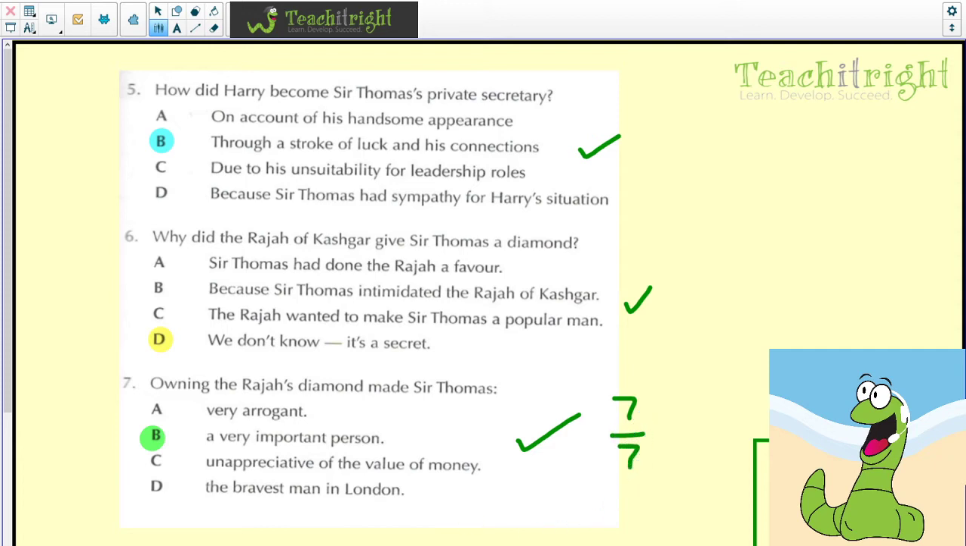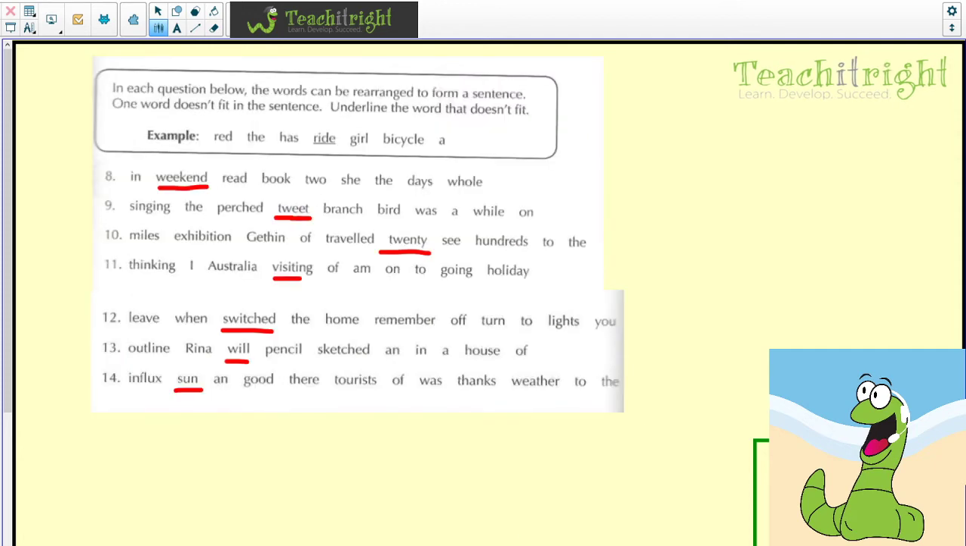You can put your mark out of 7, and then we're going to have a look at some reshuffled sentences. So the first one, and always read it as it's written. In weekend, read book 2, she, the day's whole. We do have a pronoun there, which is she. Now, what did she do? Usually followed by a verb. She read. What did she do? She read 2.